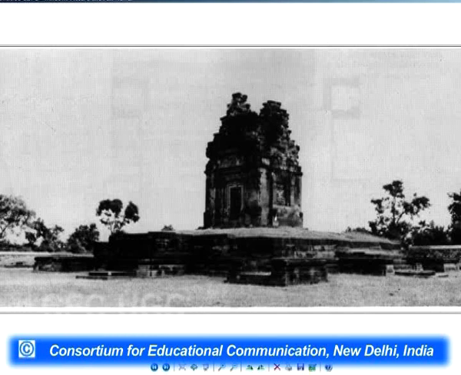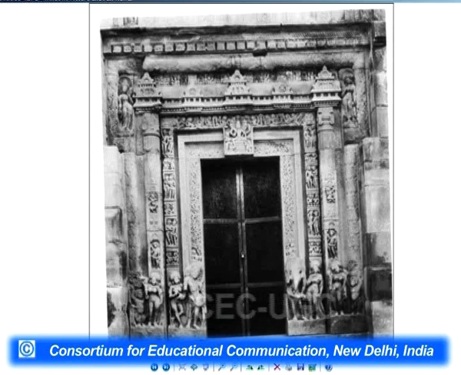Then we find that in the Gupta period some important changes occurred, and the door lintel and the door jamb were made highly decorative in this second phase. We have some temples of this period situated at Bhumra, at Tigwa, and the temples of Bhumra, Nachna Kuthara and Tigwa. These are the three very important sites of the Gupta temple.